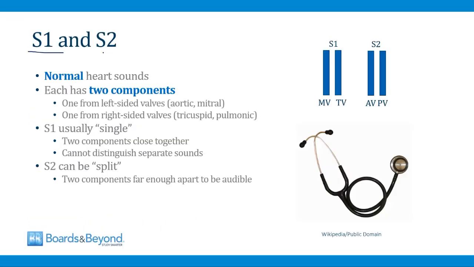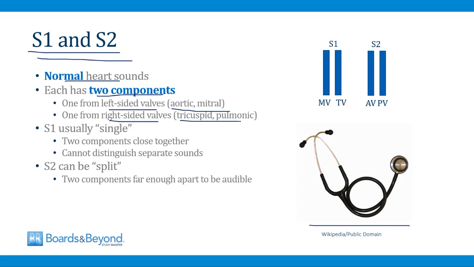Let's start by talking about S1 and S2. When you listen to the chest of a patient with a stethoscope, you will hear two heart sounds, often referred to as the lub-dub of the heart beating, and those two heart sounds are called S1 and S2. These are the two normal heart sounds. Each of the two normal heart sounds has two components. One comes from the left-sided valves closing, the aortic and the mitral, and the other component comes from the right-sided valves closing, the tricuspid and the pulmonic.